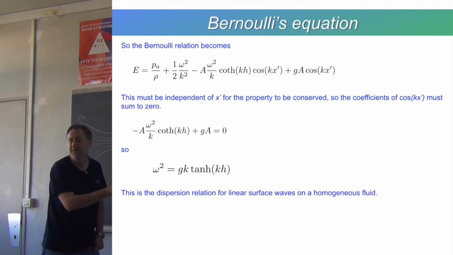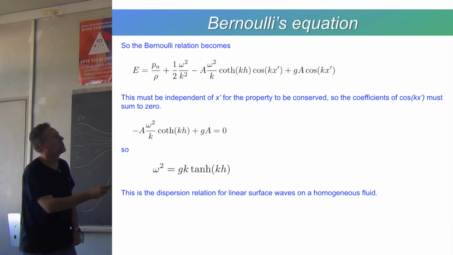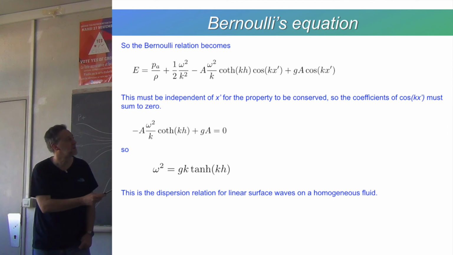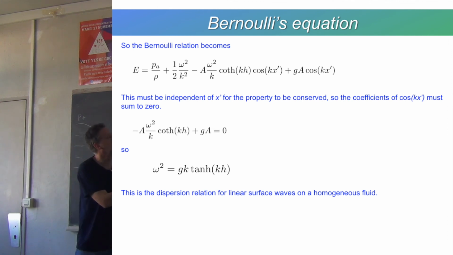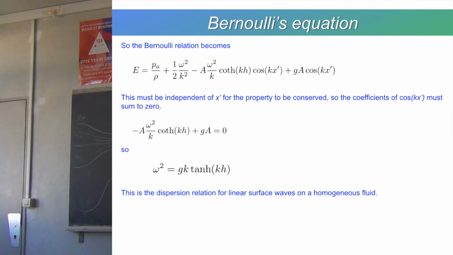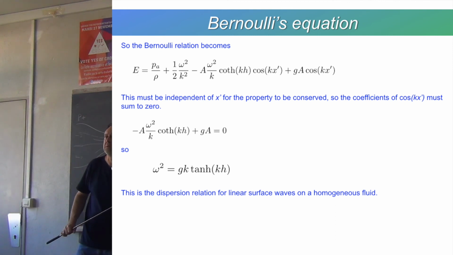Because what we want at the end is a relationship between omega and k. And here we have it. So omega squared equals gk times the hyperbolic tangent of kh. And this is it. We've done it. This is the dispersion relation. This is a general dispersion relation for surface waves, surface gravity waves.